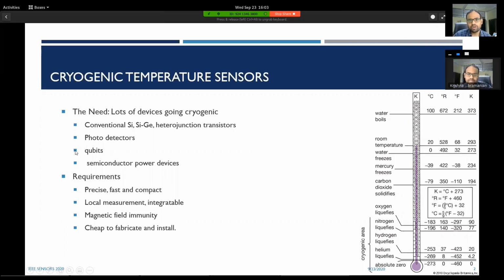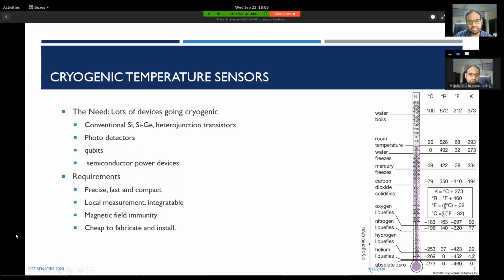There are a bunch of photodetectors, indium gallium arsenide, indium arsenide detectors, which go to low temperature for noise reduction. There are these upcoming qubits based on superconductors, silicon germanium, quantum dots, atoms, all these things operating at lower temperatures, as well as the new generation of semiconducting power devices which start to use superconductor semiconductor interfaces, all these things requiring low temperatures and cryogenic temperature measurements.